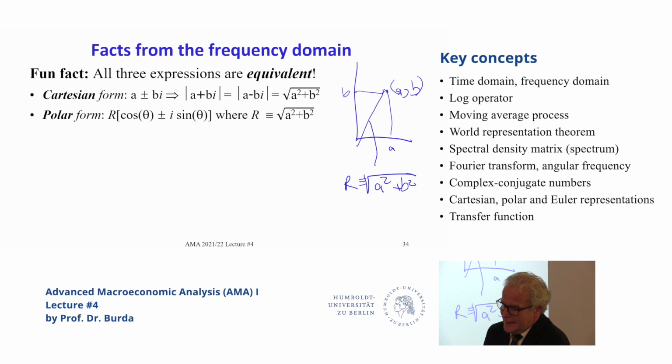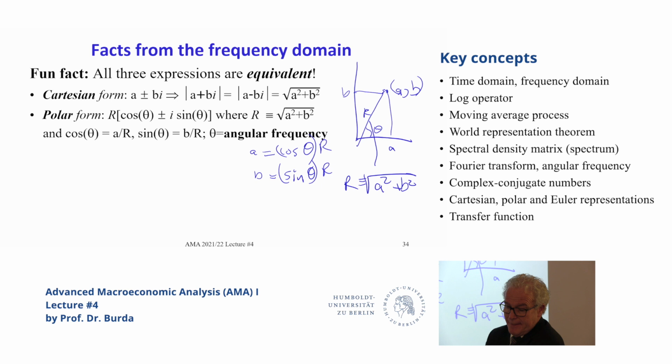So basically, I don't have enough information just to know this distance. I need to know this angle. And the angle can be defined using the cosine or the sine function. So let's see if we can get this right. A is equal to cosine theta times R, and B is equal to sine theta times R. So you can manipulate it. Doesn't matter. It's a one-to-one transformation of those A and B coordinates. Yeah, I got it right.